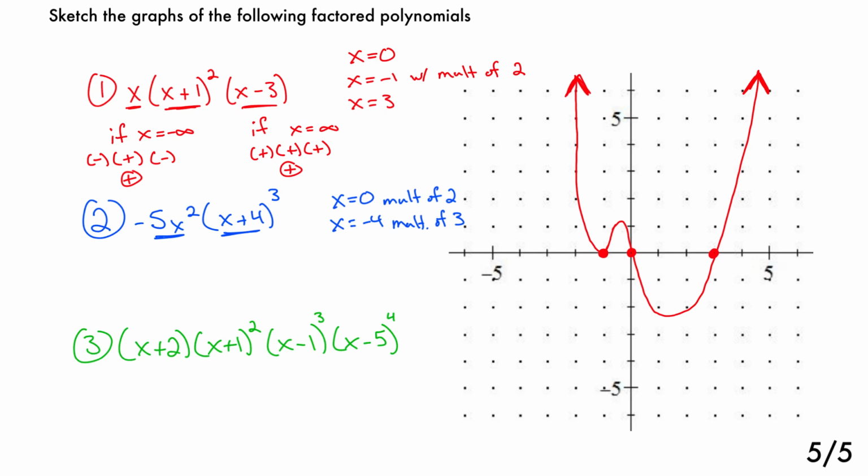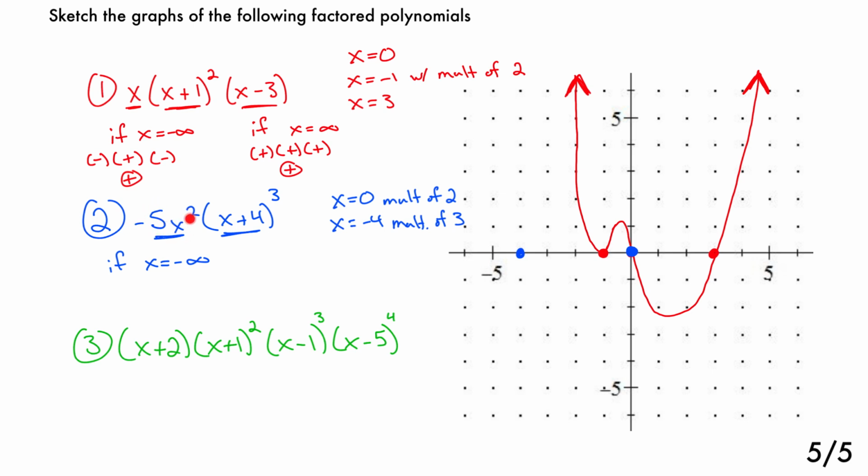All right, so I got x equals 0, and I got x equals negative 4, which is right here. Let's determine end behavior now. So if x was equal to negative infinity, then I would be getting a negative 5 times a negative squared.